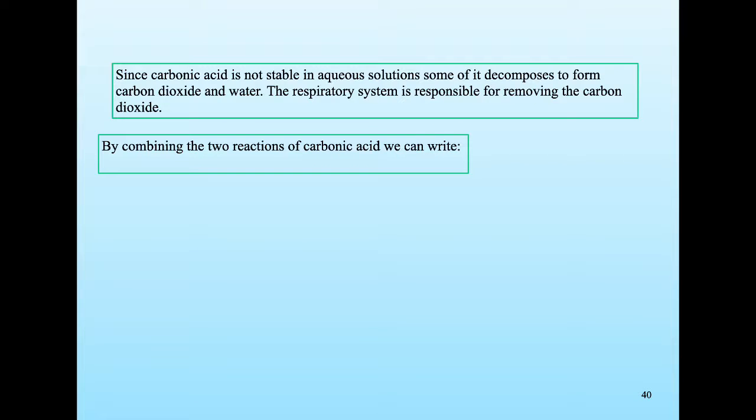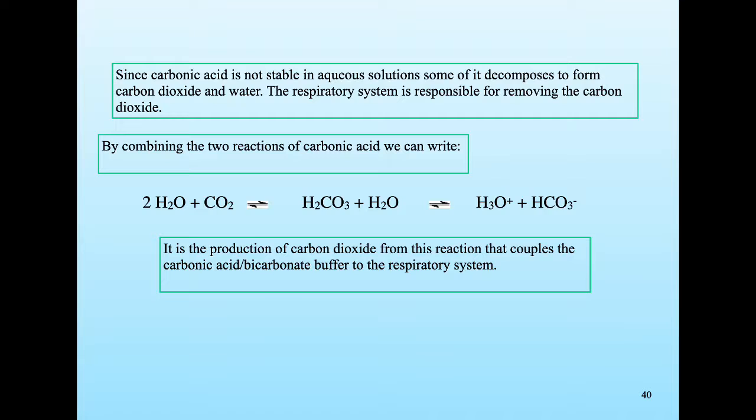Okay, so we're going to combine these reactions, and we've got these kind of simultaneous equilibria taking place. This is the one that we saw on the previous slide, and this is the one that shows how carbonic acid decomposes to give carbon dioxide and water. That, for me, if you could learn that phrase, that deals with everything you need to know about this section. The production of carbon dioxide from this reaction couples the carbonic acid bicarbonate buffer to the respiratory system. So this basically couples this reaction to the respiratory system.